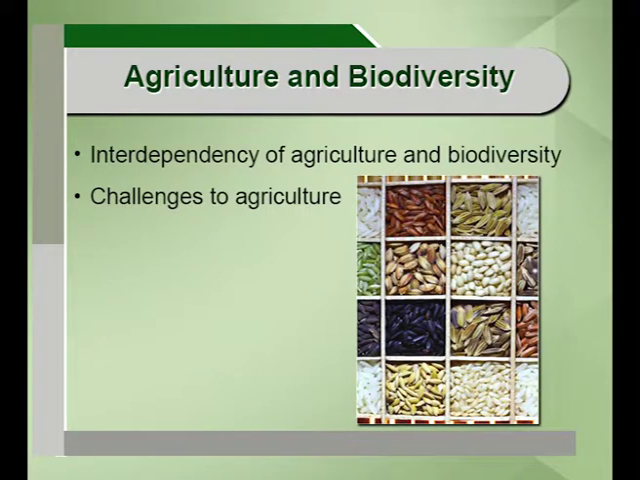Hi, today we will be discussing agrobiodiversity, which is a very important topic when we discuss the sustainable management of biodiversity. Ever since agriculture originated 10 to 12,000 years ago, a subset of biological diversity evolved. That subset of biological diversity is called agrobiodiversity. Agriculture and biodiversity are interdependent.